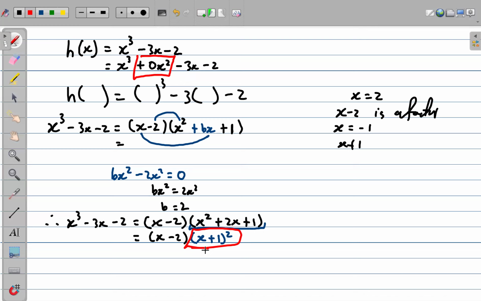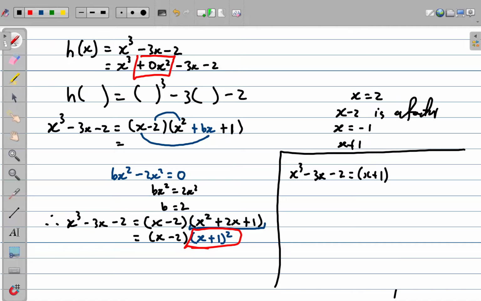But that's about it. Let's see, would I get the same answer if I used Lelo's method? So let's say we found that x plus 1 was the thing. So we start with x plus 1. So this will be x squared. And I know I've got to have a bx here. And then I need a -2, because 1 times -2 is that.